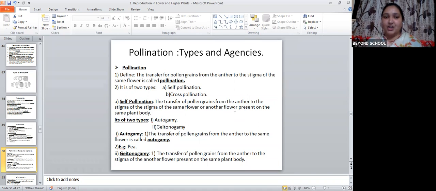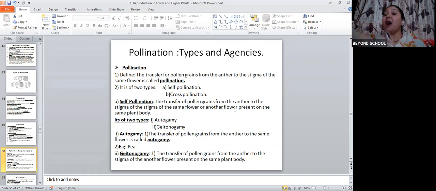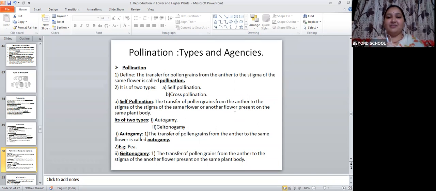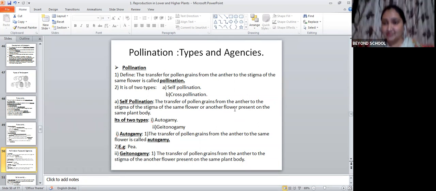Understood, Akansha? So this is called self pollination. Within that plant, the pollen grain hasn't traveled to some other rose plant for the pollination purpose. So it is called self pollination, it happened on the same plant body. Understood?